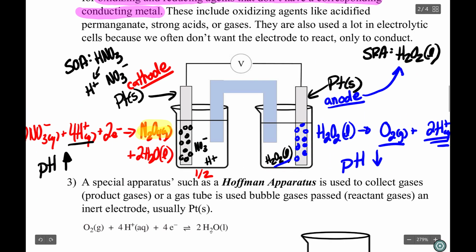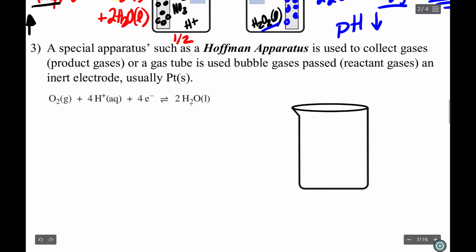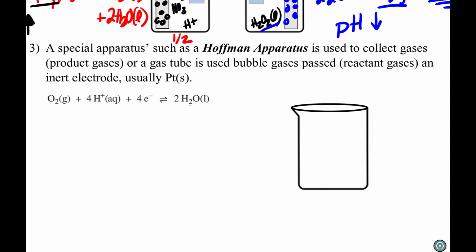The next thing we're going to look at is quite weird and different. It's not very common, but I feel like it's necessary to talk about since I have seen it on exams and practice questions. So I'm going to talk about the Hoffman's apparatus, which is used to collect gases when we talk about electrolytic cells. But what I want to talk about is a gas tube, which is used when you have a gas as a reactant. So I picked out an example half reaction out of the data book.